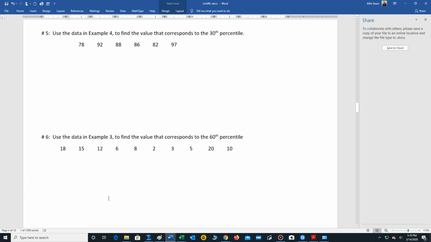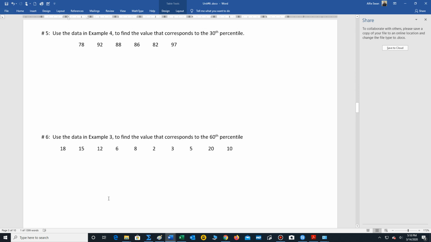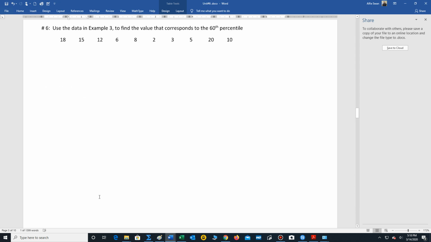Continuing with the packet, go to page 5 and work out the 2 examples using this reverse process to find the data values for the given percentile. And we'll go over the answers in a little while.